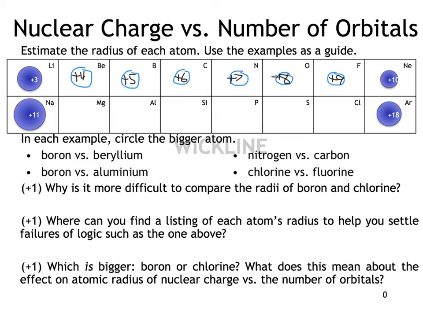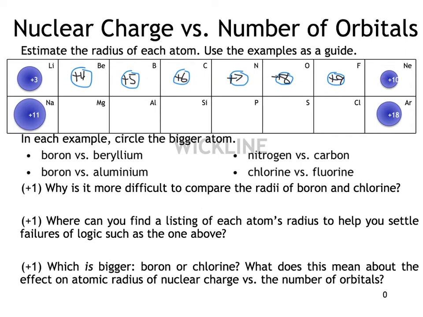So again, this is only appropriate because all of the atoms in this period have the same number of orbitals. They all have 2 orbitals since they're in period 2. So it's only because they have the same number of orbitals that the nuclear charge is determining the radius.